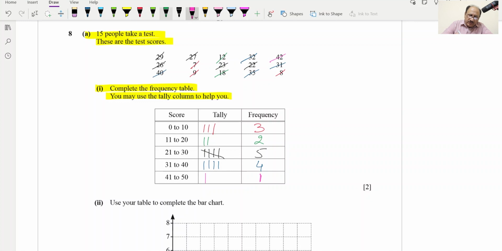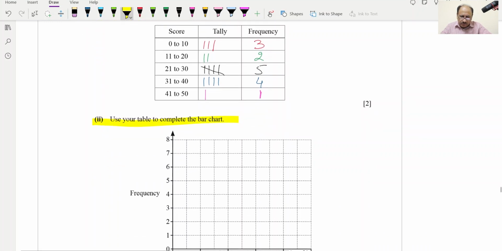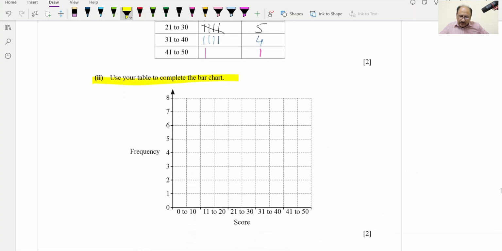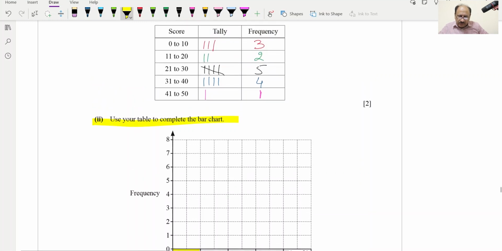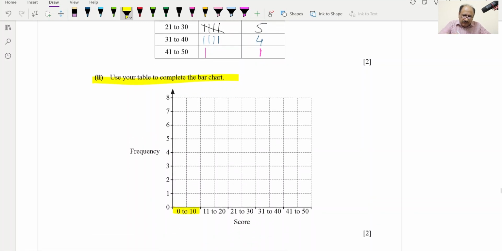Now we can go ahead with part second, and part second says use your table to complete the bar chart. So 0 to 10 is 3. So 0 to 10 is this segment which we can identify. Up to 3 we will be drawing the bar, basically this one. So this will be the bar up to 3 over here.